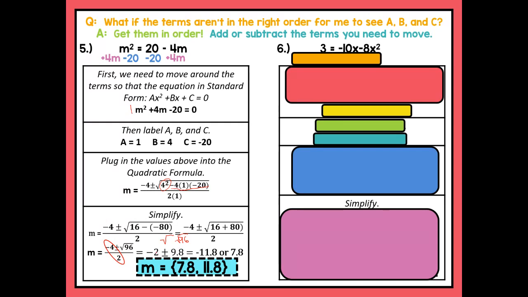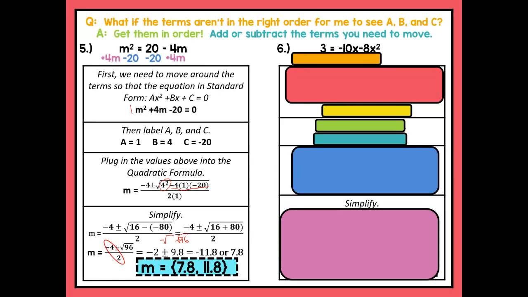And then you'll split it into two cases. The negative 2 plus 9.8, which gives me 7.8, or the negative 2 minus 9.8, which gives you negative 11.8. So those are your two answers, or your values for m that make that equation true. All right, let's move on to number 6.